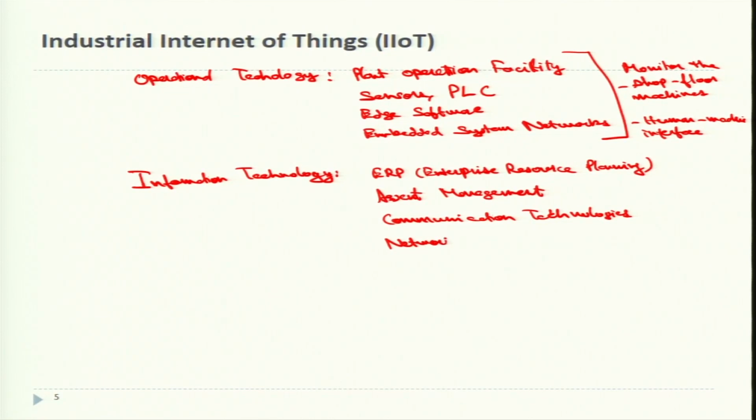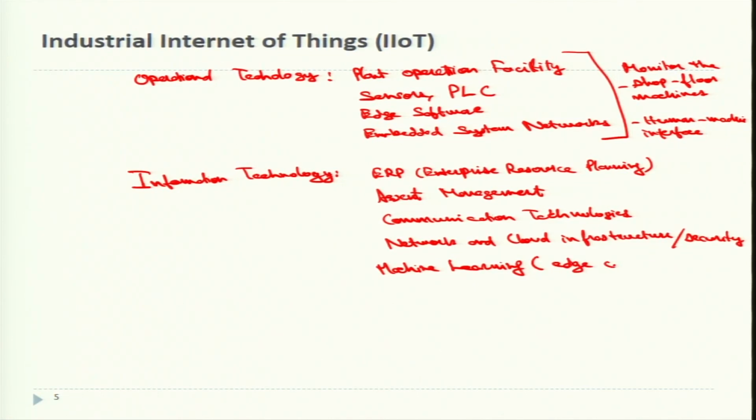maybe network and cloud infrastructure or security, then machine learning as well. Here machine learning is something equivalent to what we have edge computing in the operation technology. So, in information technology we have machine learning.